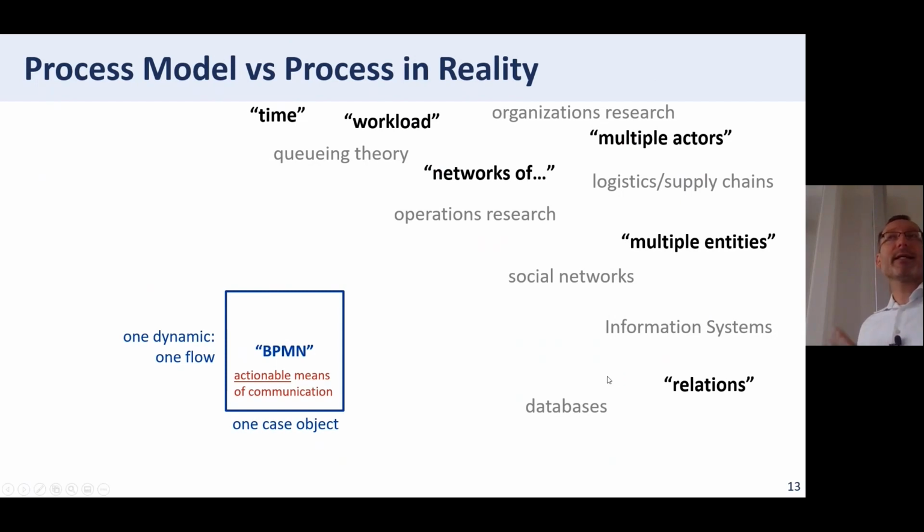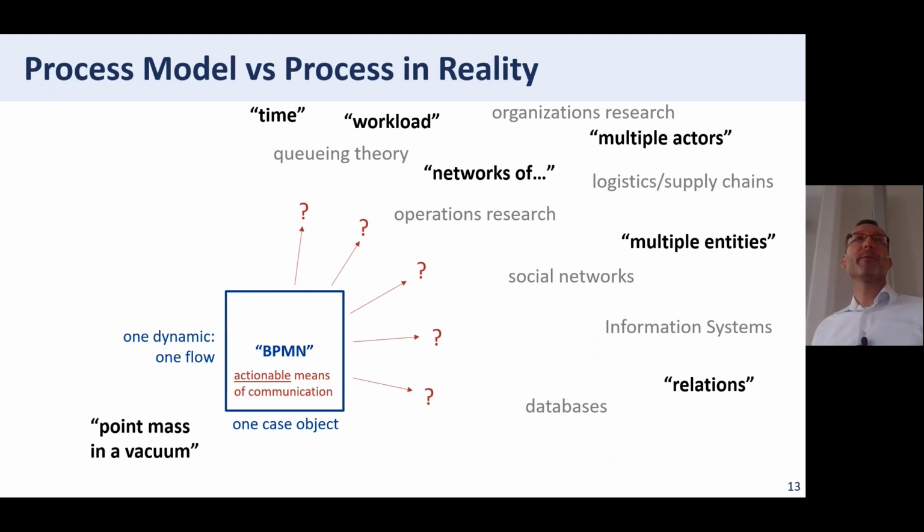I mean, we know this, right? Everything out there matters for how a process runs. So that renders our small BPMN models like a point mass in a vacuum. In physics, right? When we model physical systems, what you learn in high school, you have a point mass in a vacuum and then have simple physical equations. It's good to start, but it doesn't reflect reality. If you want to solve real problems, you have to look at these other phenomena.